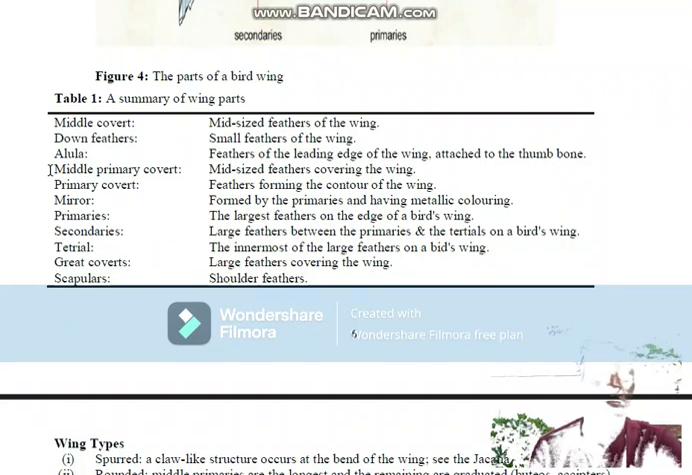And the primaries, the largest feathers at the edge of the bird wing, and secondaries, which are largest between the primaries and the tertiaries, and the tertials, which are the innermost and large feathers of the bird's wing, and the greater covert, which is the large feathers covering the wing, and the scapula, that's the shoulder feather.